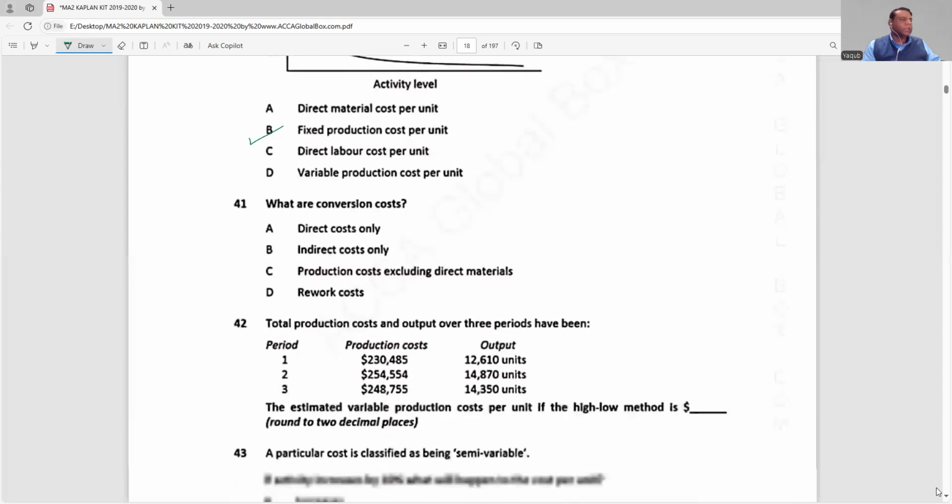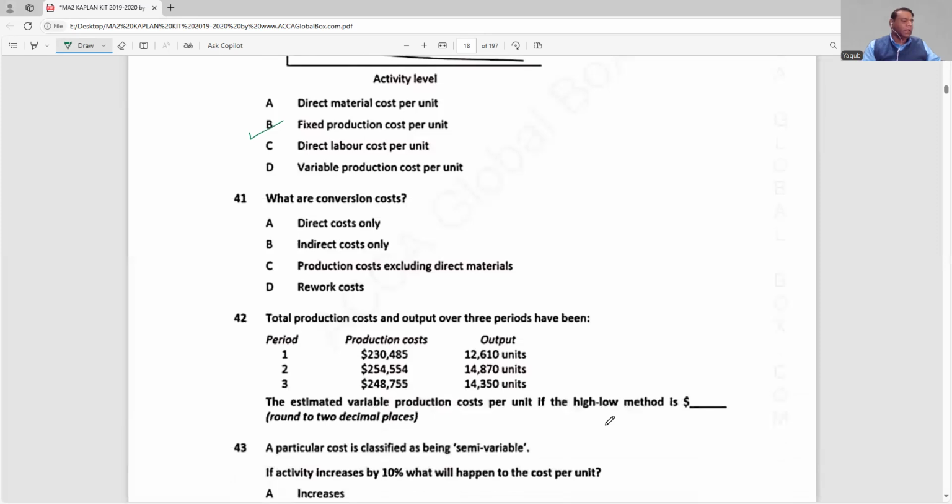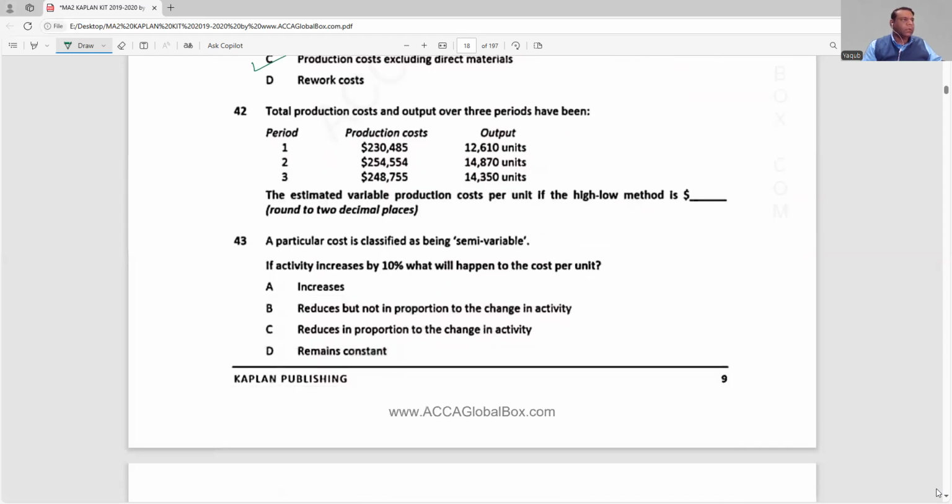What are the conversion costs? Conversion costs are basically the costs we use to convert our direct material into finished goods. We are going to incur the cost of labor and production overheads. So this one is the right answer. Production cost excluding the direct material is called conversion cost. Conversion cost includes direct labor plus production overheads. Converting raw material into finished goods is called conversion cost.